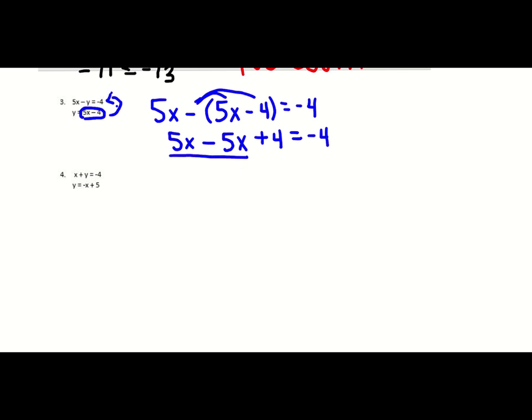Combine my like terms. The 5x's are going to cancel out since I'm subtracting them, and I'm left with 4 equals negative 4. Now, since my variables canceled out completely, I'm asking myself, is 4 the same thing as negative 4? Well, no, it's not. So this would be no solution.